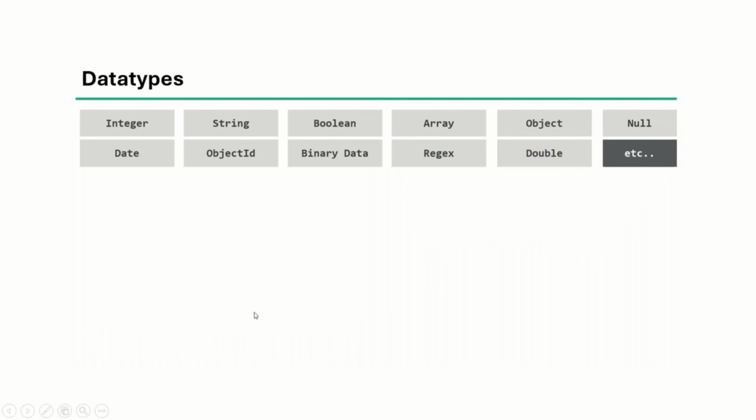Then in MongoDB, there are a lot of supported data types. As we learned, in order to store data in MongoDB, we use the BSON data format. BSON is a JSON-like format, but it supports more data types than JSON. BSON has support for integer types like int32 and int64.